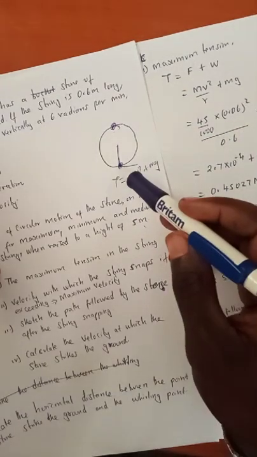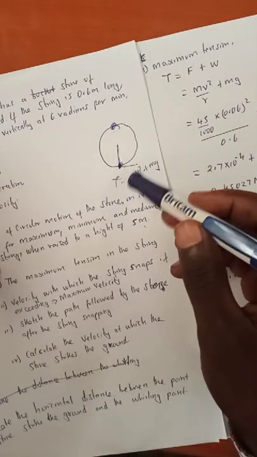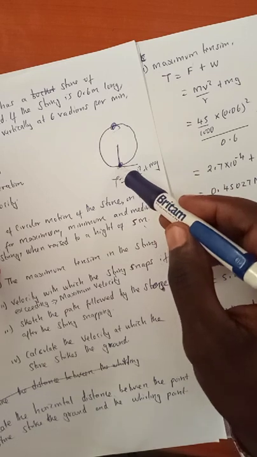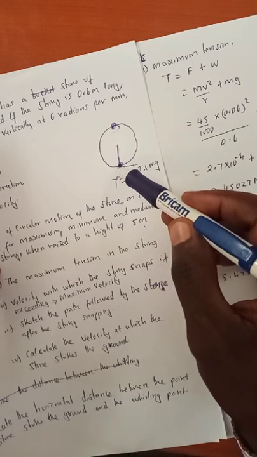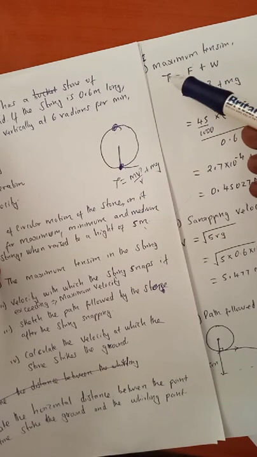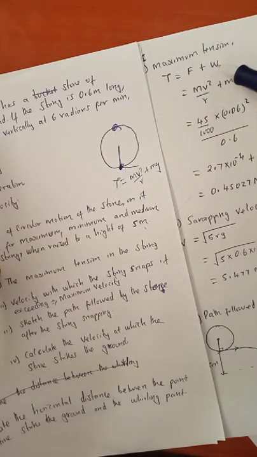That is the centripetal force plus the weight of the object, because it's being pulled downwards, because it has the maximum kinetic energy. So we see that tension is given by the centripetal force plus the weight of the object, which is mv squared over r plus mg. So we substitute these values.